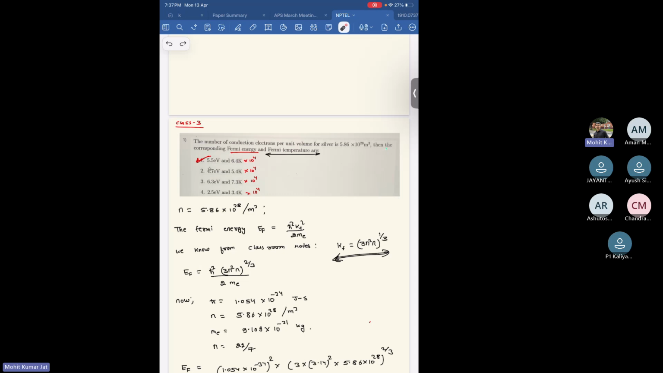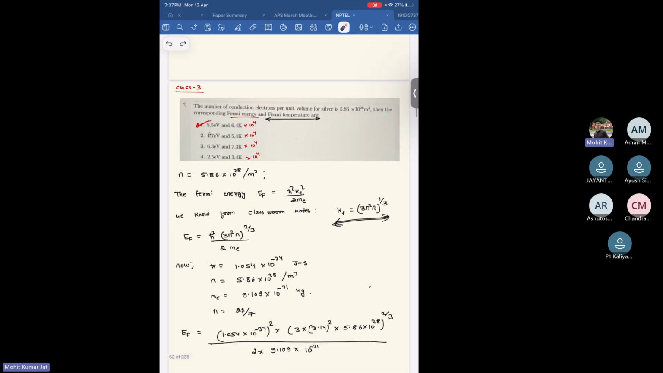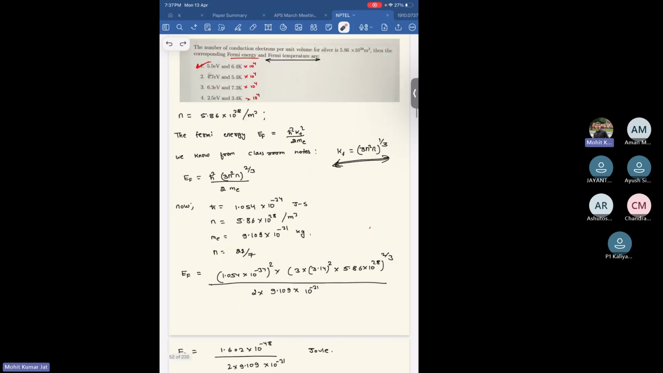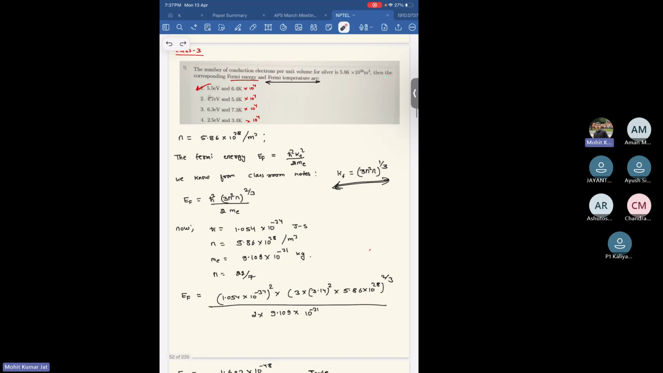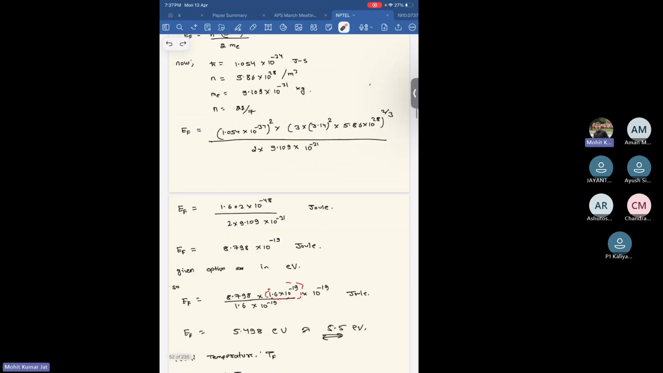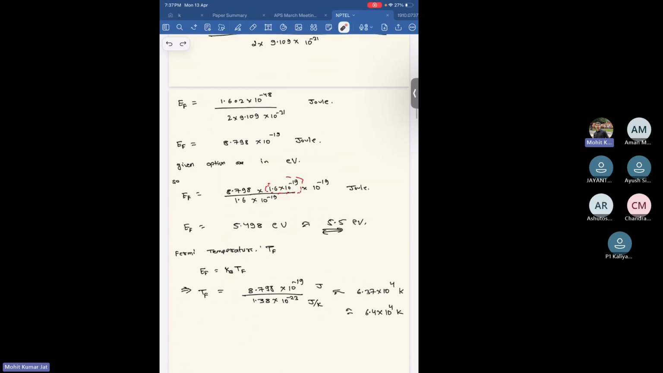Yeah. So if there is no more question, then I'll just carry forward with the class. Third, which we discussed, was Fermi energy and the Fermi temperature. Given a carrier density n, we know the relation between the Fermi energy and carrier density, right? Everything else, h bar, me, 3 pi square, 2, everything is constant. We just replace all this information, and we get the Fermi energy to be 5.498 eV. And if you want the Fermi temperature, you put it equal to kBT.